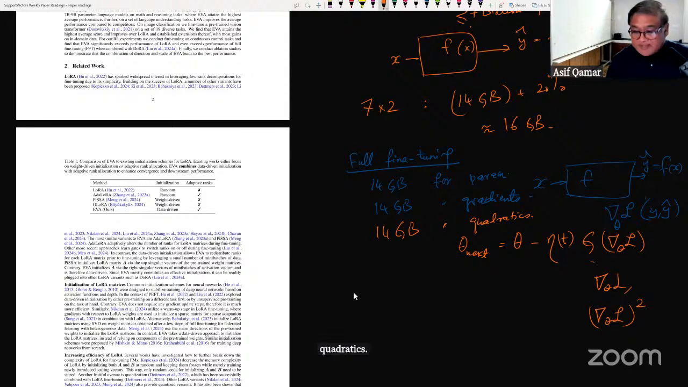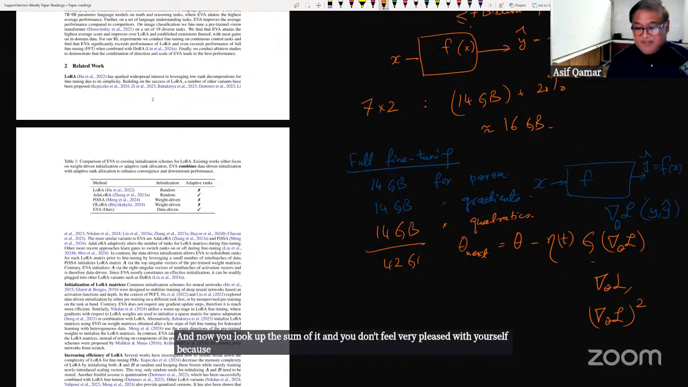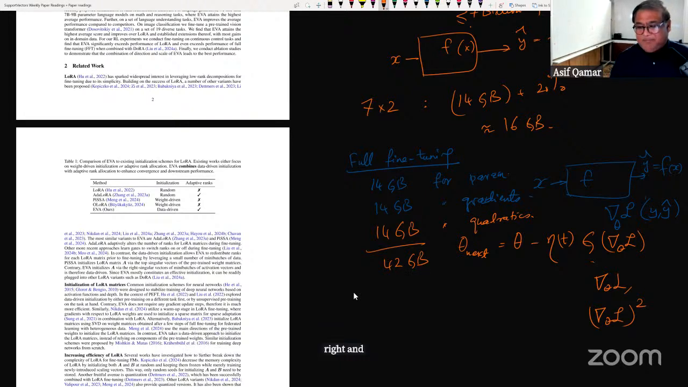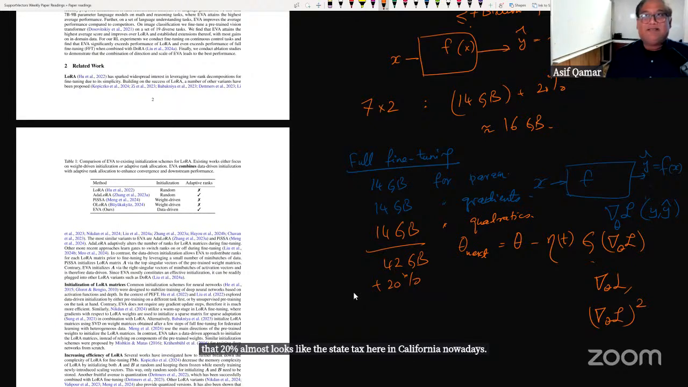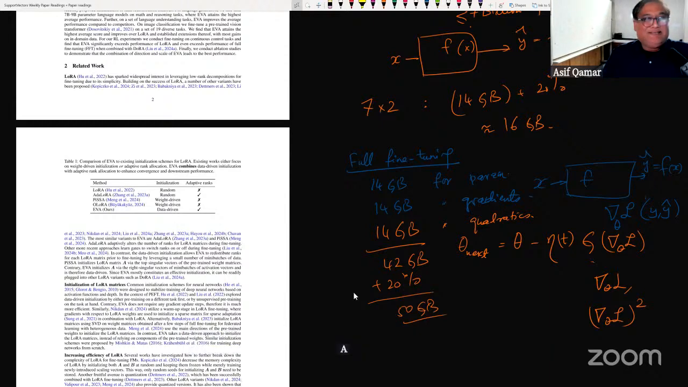And now you look up the sum of it, and you don't feel very pleased with yourself because this is 42 GB right there, right? And at 42 GB plus 20% overhead, that 20% almost looks like the state tax here in California these days, right? So then it doesn't look very nice at all, because it is 50 GB, and at 50 GB, you realize that even if you just bought an A6000 with 48 GB VRAM, you're still in trouble. So then what are your options?